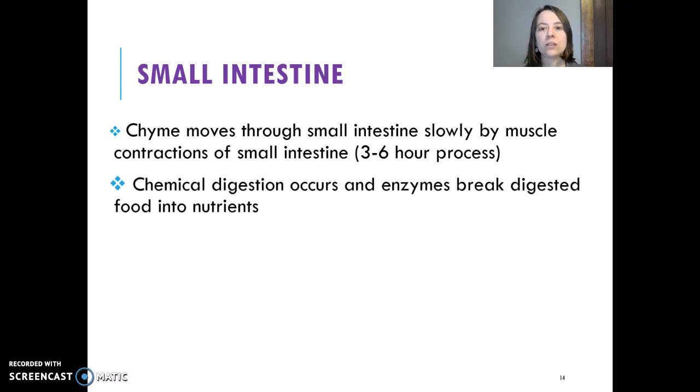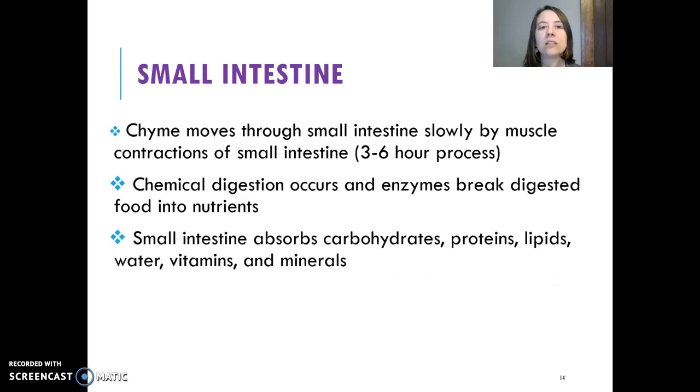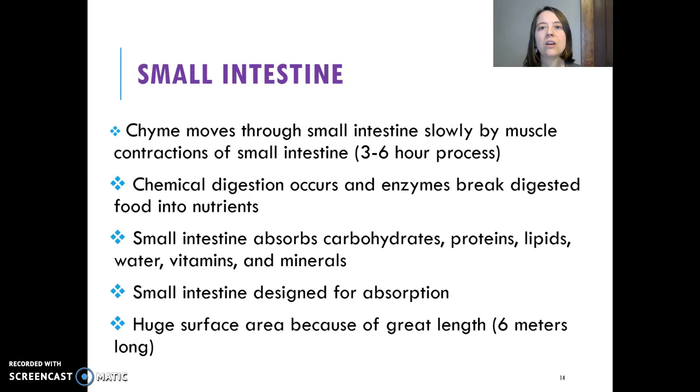So we do want it to move slowly so that a lot of chemical digestion can occur, because the enzymes need to get in there and break down the food into nutrients. So your small intestine also needs to absorb those nutrients. So it absorbs carbohydrates, proteins, lipids, water, vitamins, and minerals. So the small intestine is designed for its job, which is absorption, which means it's going to have a lot of surface area. The small intestine has a huge surface area. For one, it is very long. It is about 6 meters long.